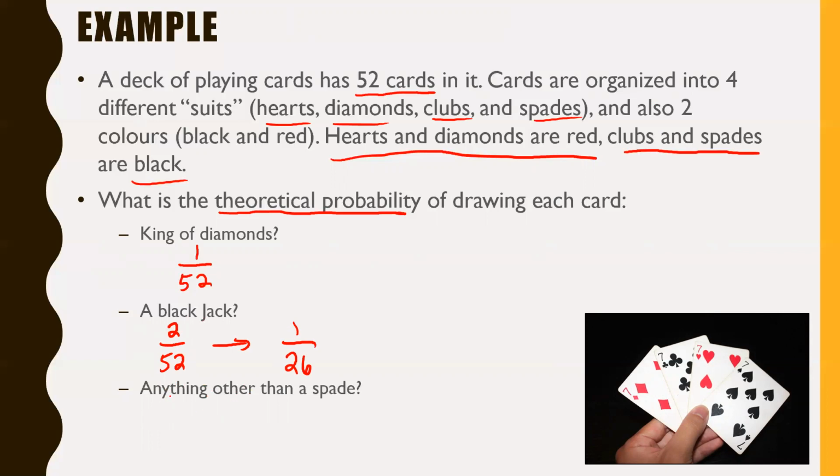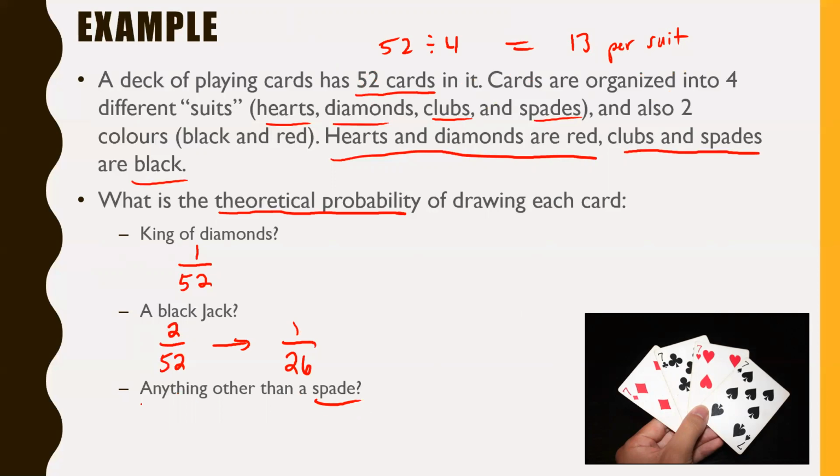All right, the last question here is anything other than a spade. So remember, a spade is one of the 4 suits. In case you're not aware, the number of cards in each suit is actually 13. So 13 per suit. And in case you're wondering how I could find that, we know there's 52 cards in the whole deck, and there's 4 different suits. So 52 divided by 4 equals 13.